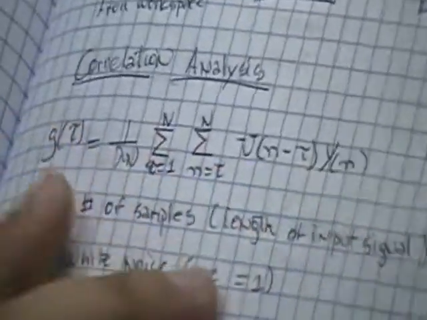Okay, once you have got g of tau, here are the steps you need to do first before you get to the GP6.